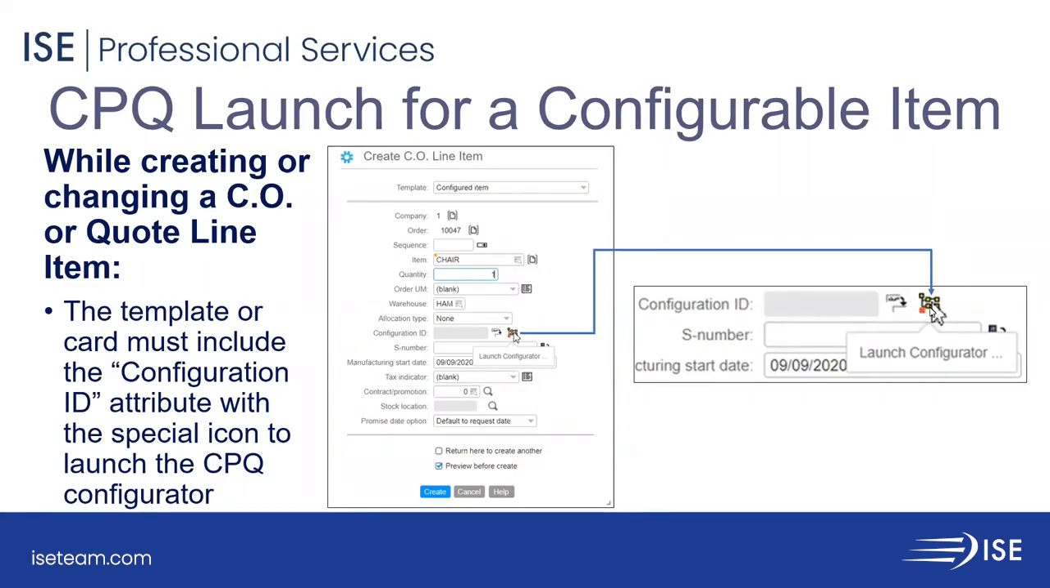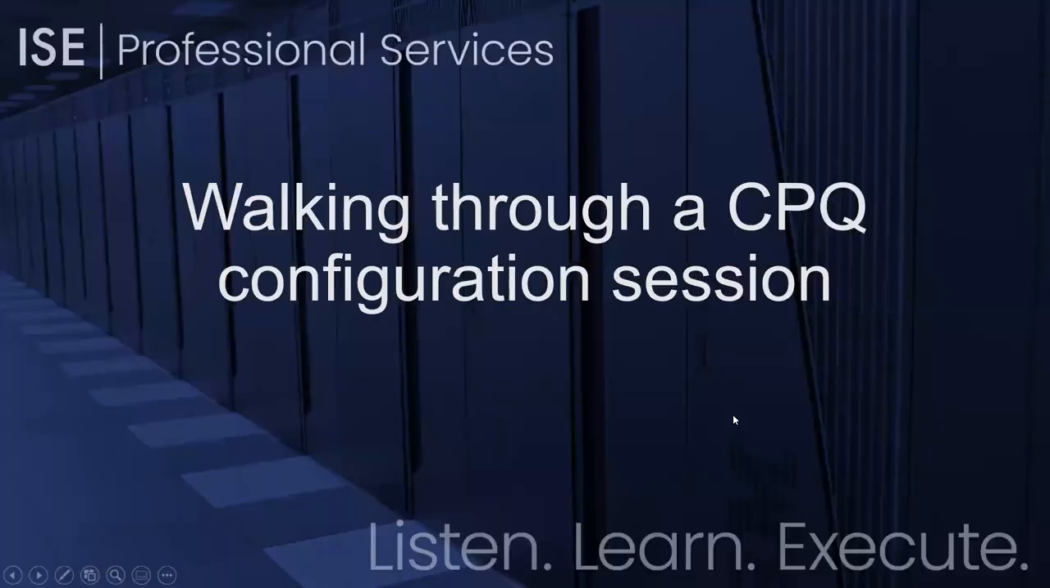It knows to launch CPQ using the URL that we talked about on the previous slide. So as long as all that's in play, you have a configurable item, the item revision set up to be configurable, you have a rule set with that name, and you launch CPQ using this special icon, and you have that configured item in the item, then great, CPQ launches.